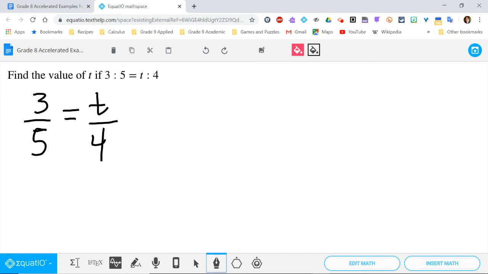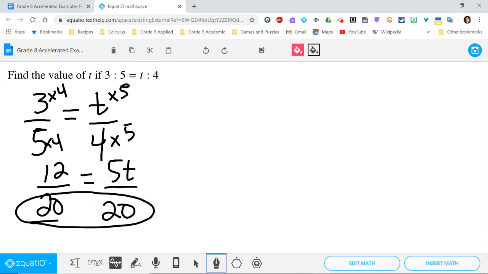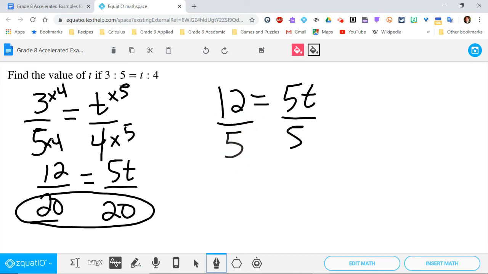If I look at 5 and 4, what would be a common denominator between 5 and 4? 20 is the lowest one we can get. So I need to multiply this by 4, and what I do to the bottom, I do to the top. Same thing over here, times 5, times 5. So I have 12 over 20 equals 5t over 20. Because these values are the same, I can say that 12 equals 5t. Then I'm going to divide both sides by 5 because I want to get t by itself. So I have 12 over 5 equals t.